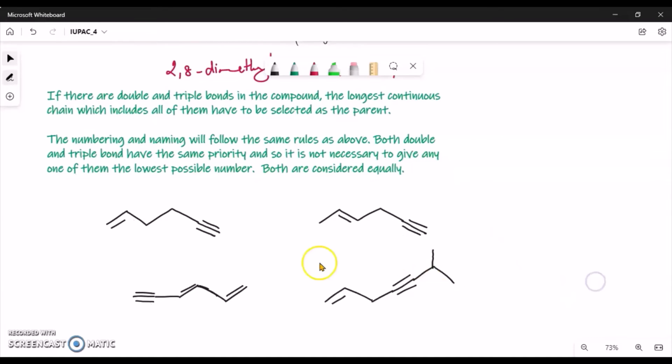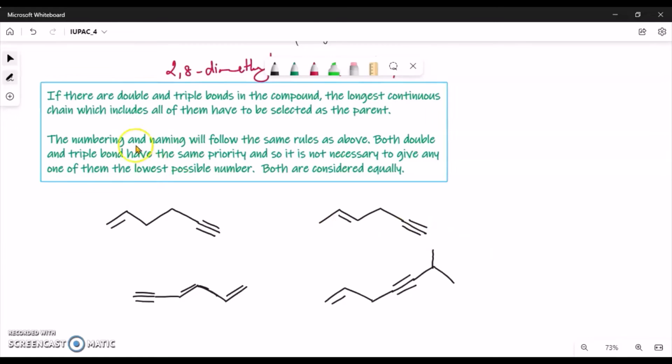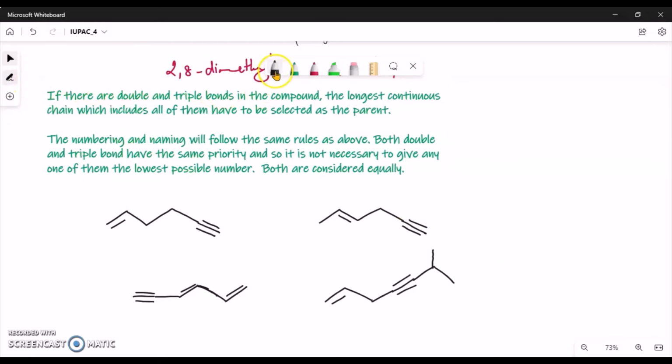And whether it is double and triple, or triple and triple, or double, it doesn't matter. You don't have to give maybe the double bond the smaller number and the triple bond the higher number. No, it can just be either double or triple. Just number it in the way that it gets the lowest possible numbers for any of them. Okay, so here let us just name these 4 examples.